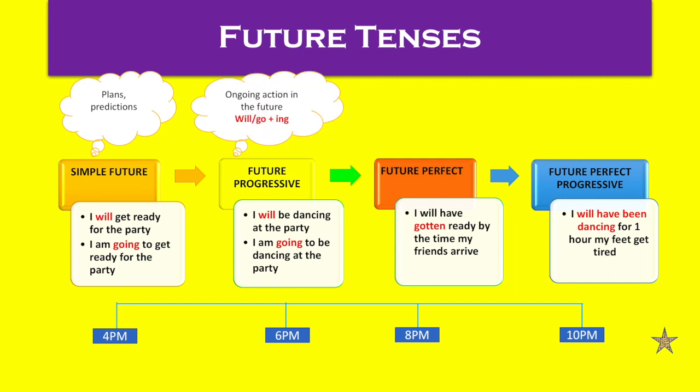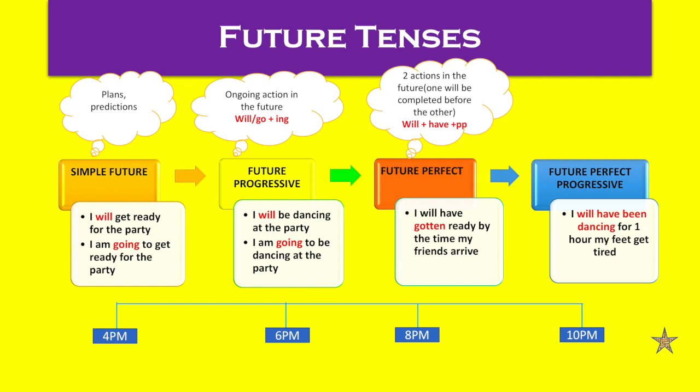Now future progressive. The future progressive tells you that something is going to be going on in the future. And of course, whenever we use the progressive form, we always use ing. So here in the example, I will be dancing at the party, or I am going to be dancing at the party. You plan to dance. It's a prediction. You think this is going to happen, or you plan to have this happen. So you say, I will be dancing, or I'm going to be dancing. So it's will or go plus the ing.